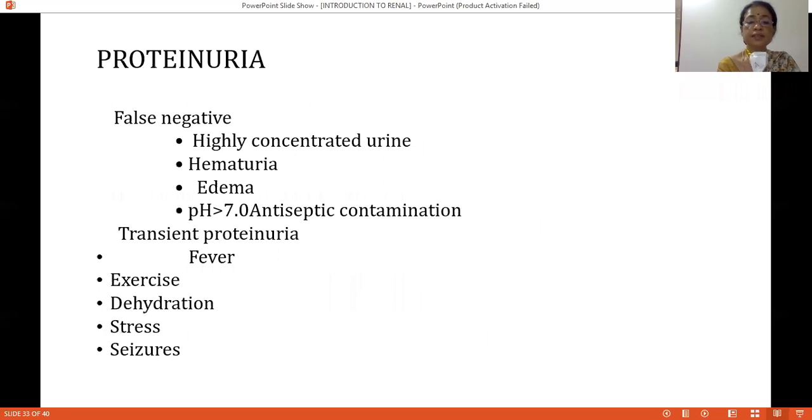Next, proteinuria false positive you may get with highly concentrated urine. False positive also with hematuria, and if the pH is more than 7, and antiseptic contamination also. Then transient proteinuria. Sometimes you may have proteinuria during fever, but this is not a disease. Transient proteinuria you may get in fever, exercise, dehydration, stress, and seizure.